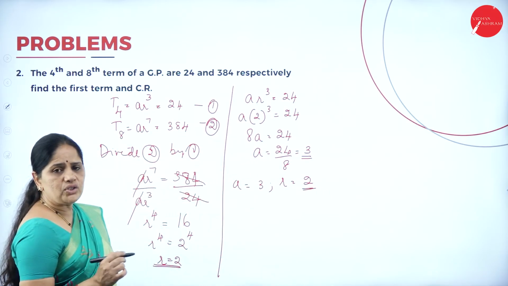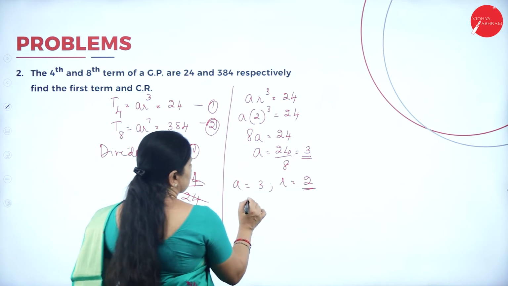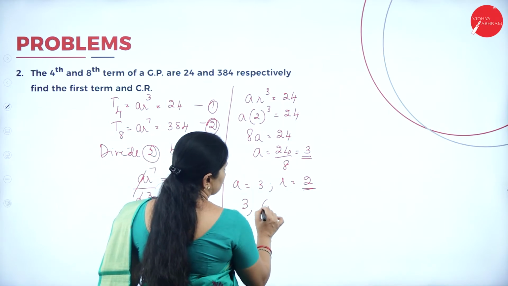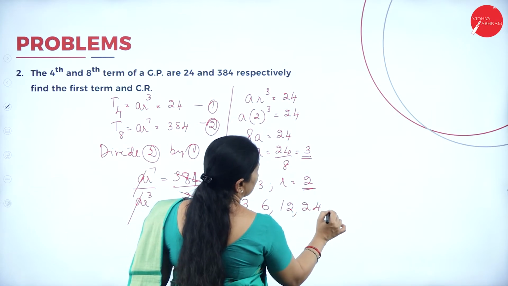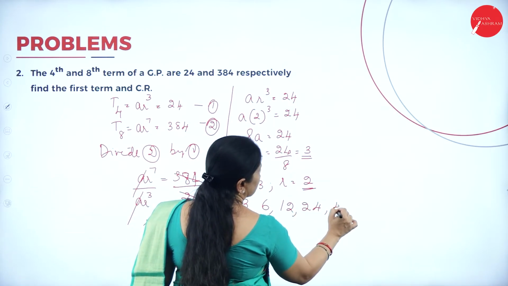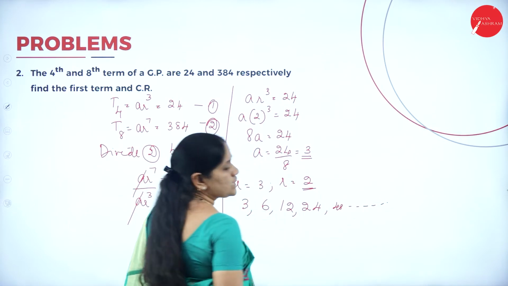So if you have to write the GP, it will be 3. 3 into 2, 6. 6 into 2, 12. 12 into 2, 24. 24 into 2, 48. So this will be the GP.